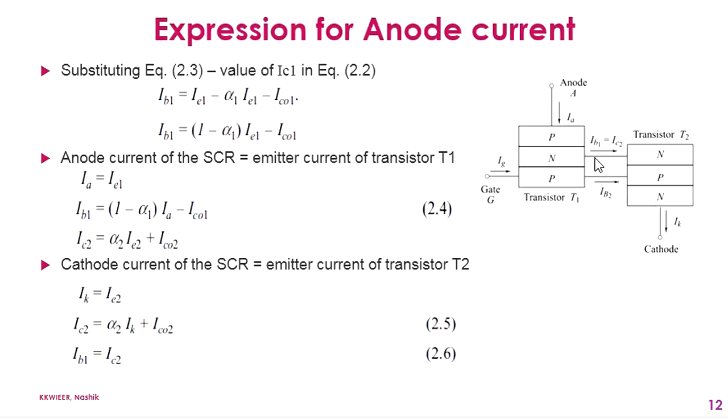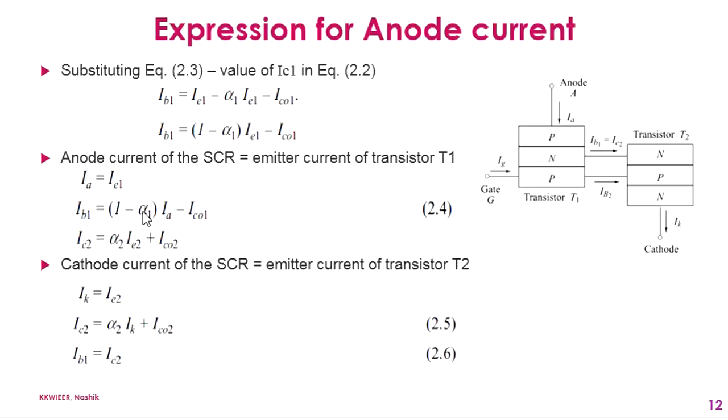But we know that IB1 is equal to IC2, due to this two transistor analogy. So what we are going to do is substitute the value of IB1 from equation 2.4 and the value of IC2 from equation 2.5, putting them in equation 2.6.